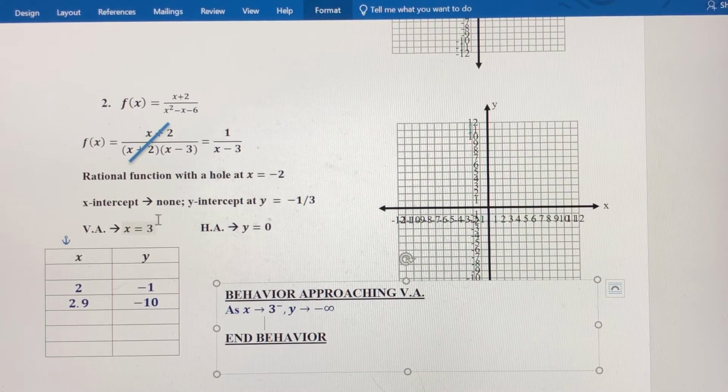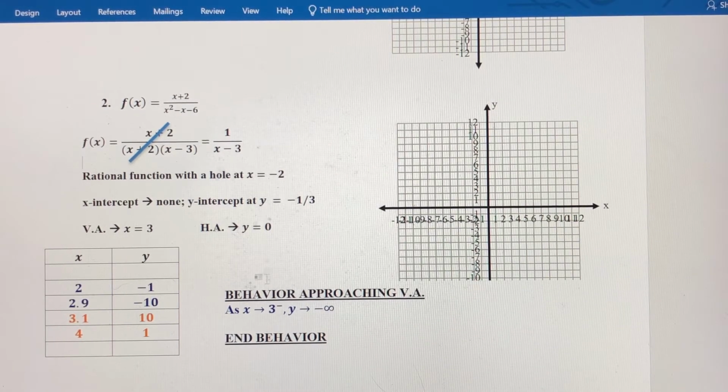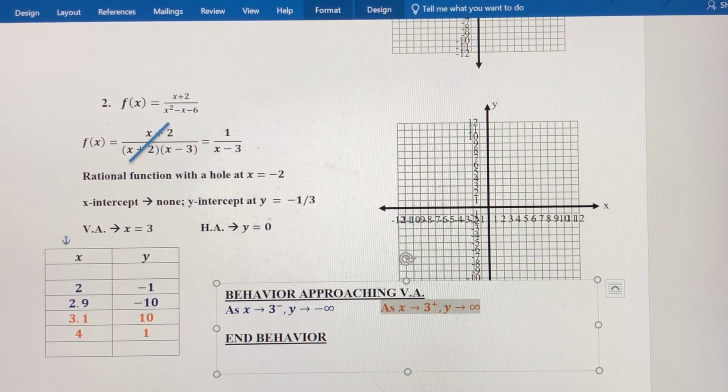Now we want to come at this 3 from the right side, so we're going to start with 4. Plug that into the function, we get a positive 1. And then let's plug in 3.1. We want to get really close to this 3 just to see what's happening. When we plug in 3.1, we get a positive 10. So you can see the closer we get to 3, from 4 to 3.1, our numbers are getting larger. So as we approach 3 from the right, y keeps getting bigger, so it's approaching positive infinity.